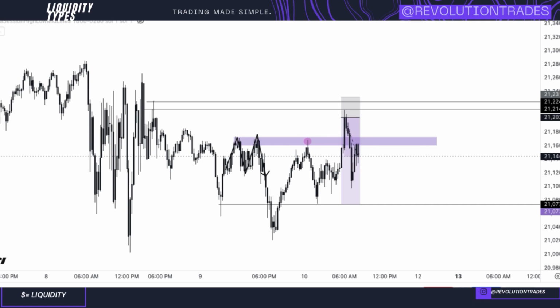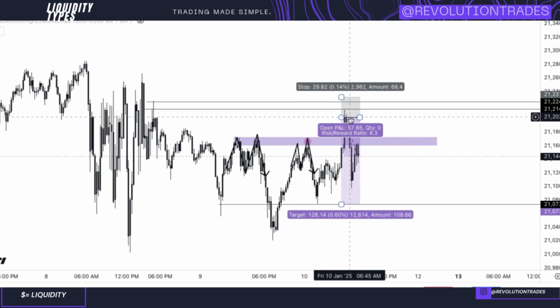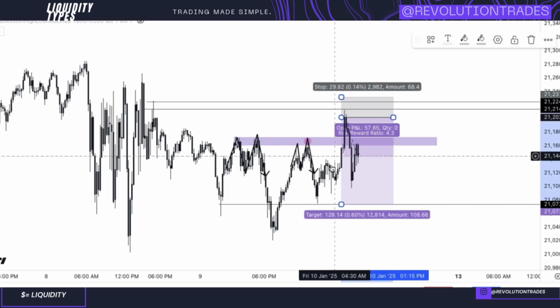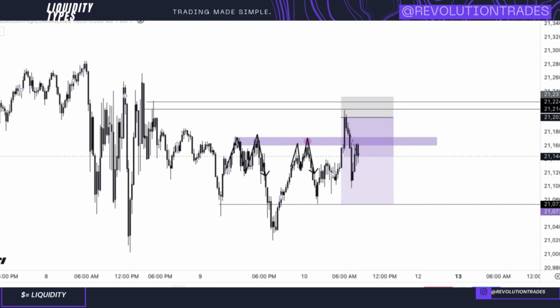You can even see this one is the same thing. It doesn't always have to be perfect, okay? This is an M. These are equal highs. They need to be taken out, so it did get taken out. Price held here, staying below that level. This is now considered a liquidity sweep, and price can now go in the sell direction.